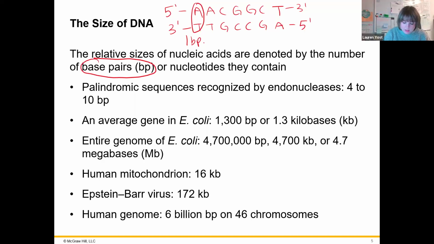If you see a symbol like this, KB is kilobases, kilo is 1,000. So already if we say 1.3 kilobases, that is 1,300 base pairs. So it's multiplied by 1,000 there. So add on the appropriate zeros as you would need to. So this puts that into perspective and that size.